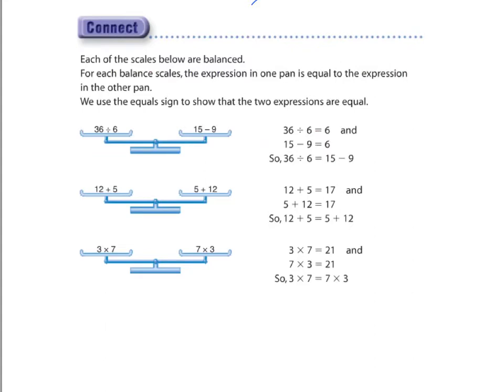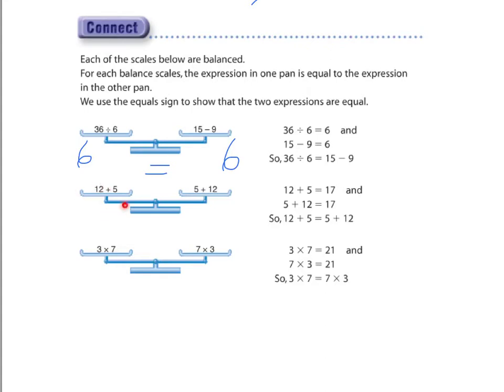All right, so your connect section. Each of the scales below is balanced. For each balanced scale, the expression in one pan is equal to the expression in the other pan. We use the equal sign to show that two expressions are equal. So let's take a look. 36 divided by 6 is 6. 15 minus 9 is 6. So yes, in fact, they are equal.